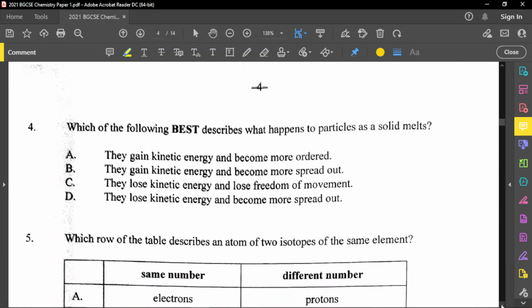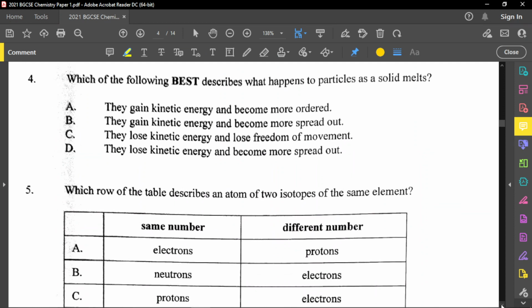Question number 4 says, which of the following best describes what happens to particles as a solid melts? So what you need to remember is that we're moving from solid to liquid. And remember your cooling curve or heating curve: when a substance changes state, there's no change in temperature. For example, as ice melts, the liquid that came from the ice is the same temperature as the ice. But for this to happen, you must apply heat, and as you increase the temperature, what you're actually providing is energy.